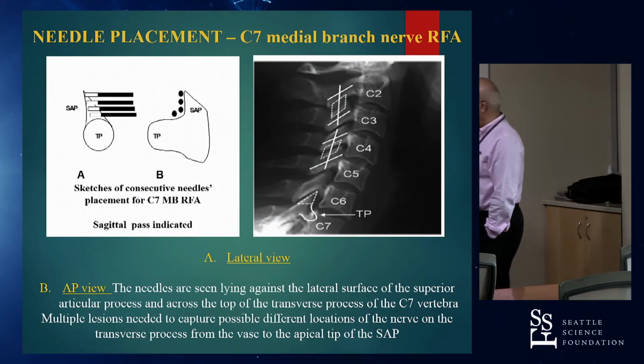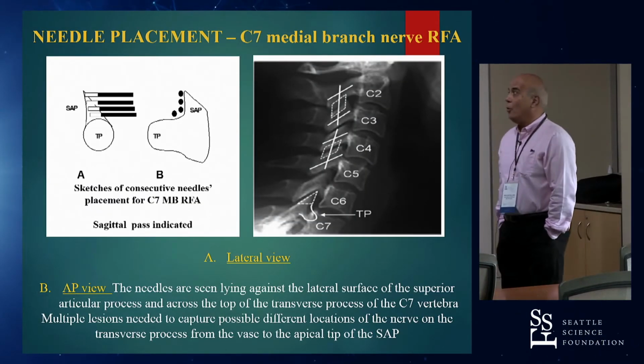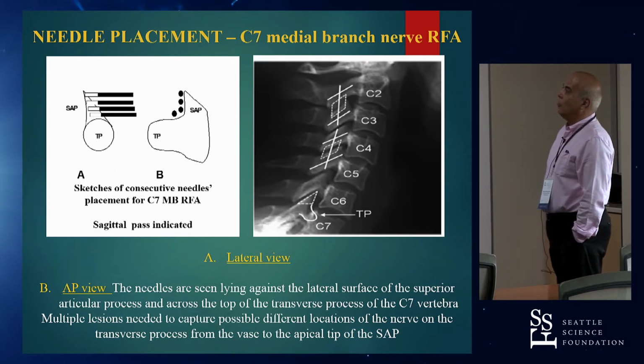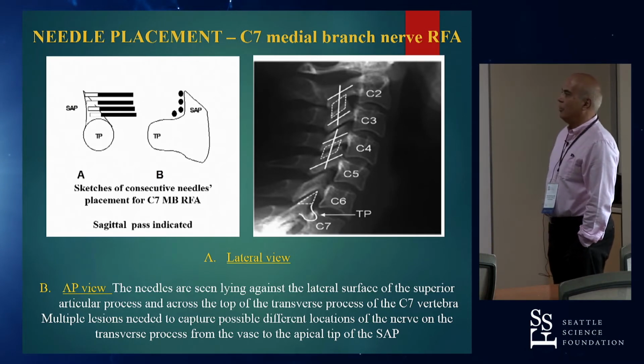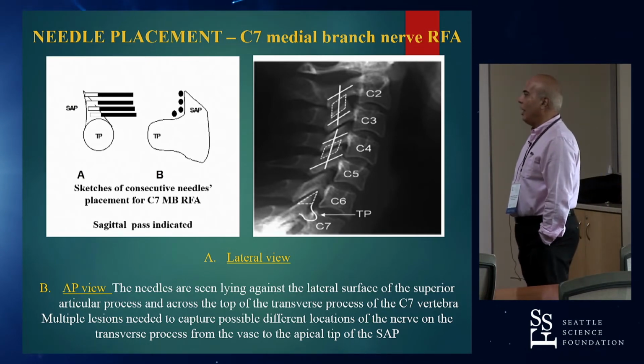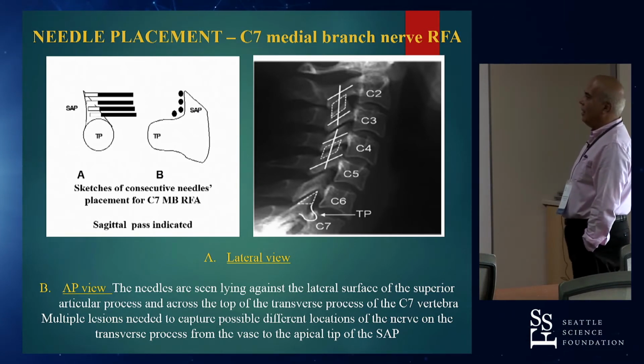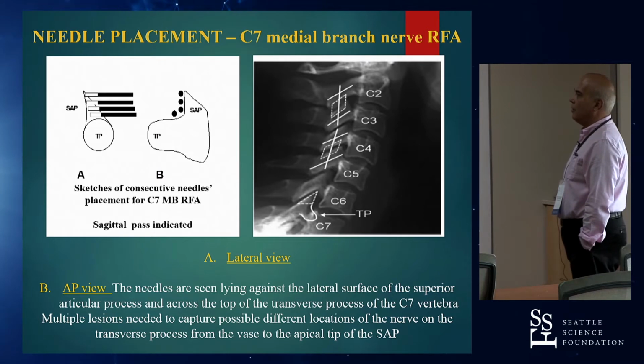This is the image for the placement of the needle for the performance of the C7 medial branch nerves ablation. On the AP view, you can see that the needles have to lie against the lateral surface of the superior articular process across the top of the transverse process of the C7 vertebra.